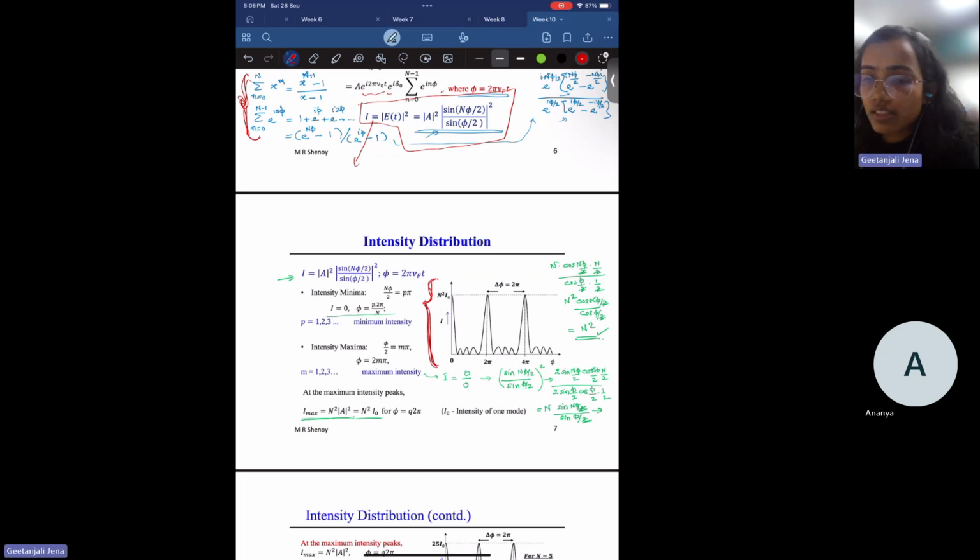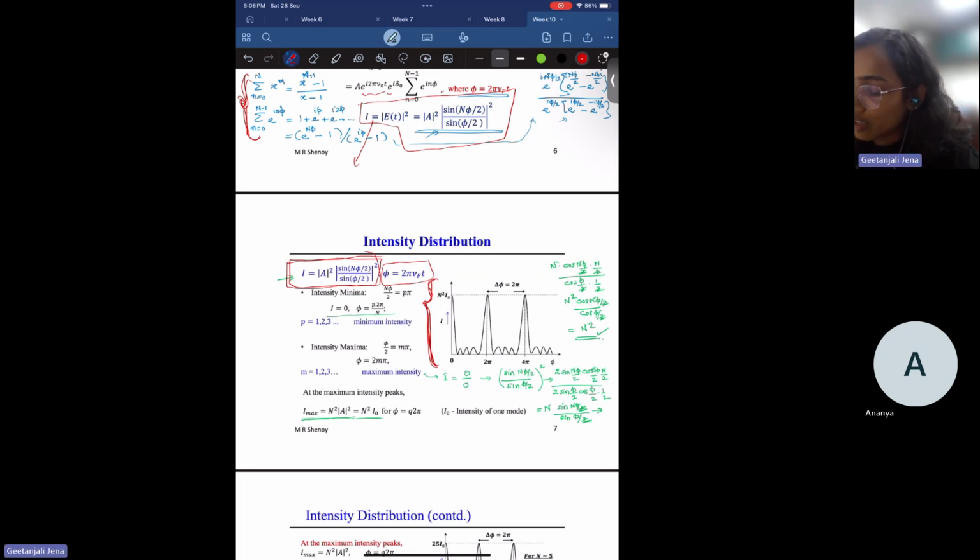So now let us see what is the peak intensity, what is the minimum intensity, and where we are getting the maximum intensity and where we are getting the minimum intensity. So when the phase is locked, the intensity, as we have seen, is given by this expression, and phi is given by 2 pi nu f t.